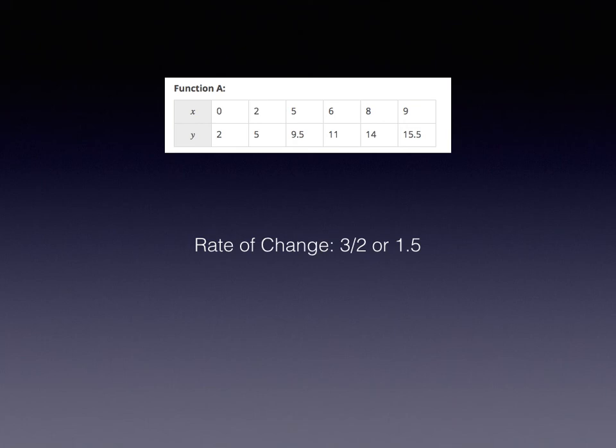And if you check the rate of change between other points on that table, you'll see that it ends up being the same thing. The initial value was given to us because the initial value is where x is 0, and so the initial value for this function is 0, comma 2.